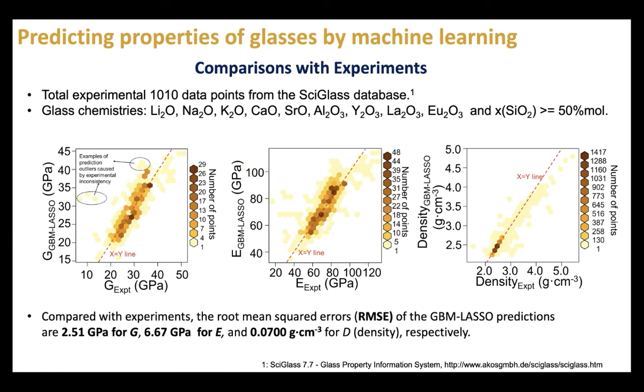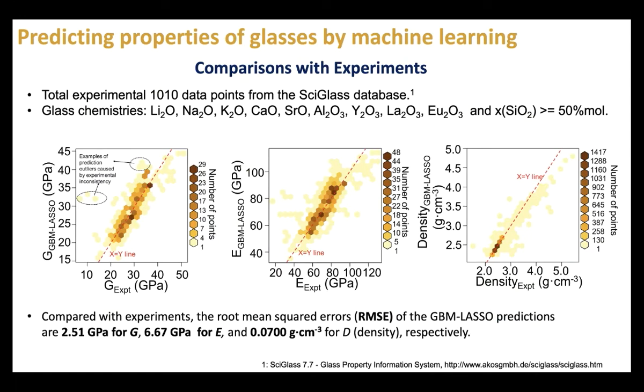We can see that a huge amount of data still surround this x equals 1 line, the red dashed line, which means our MD machine learning prediction is still consistent with experimental measurement. So that shows good prediction power.